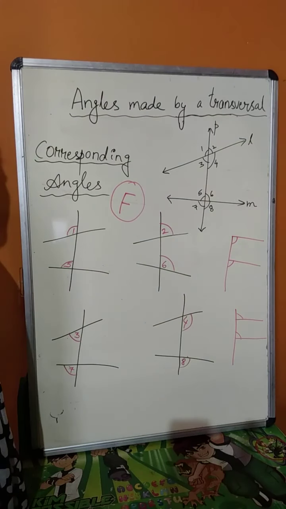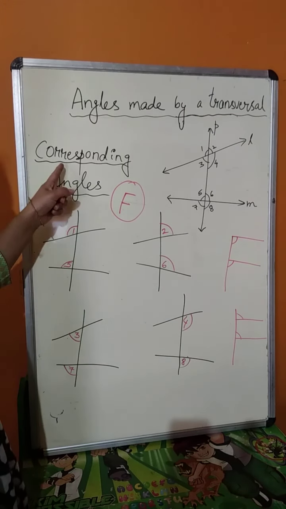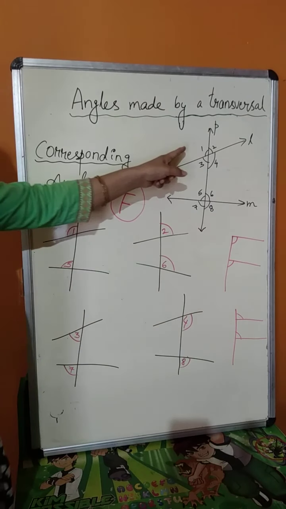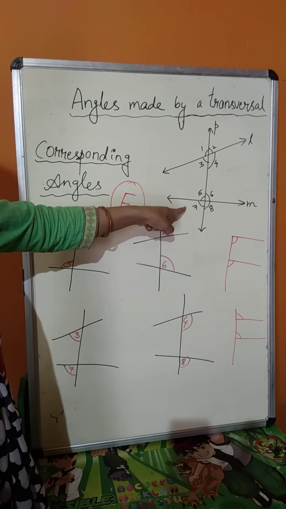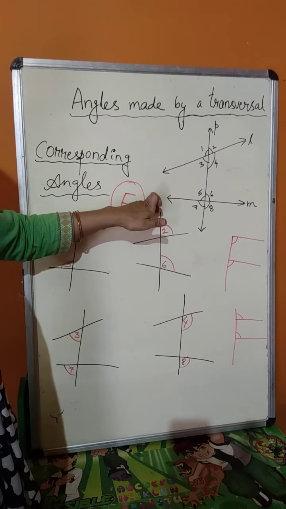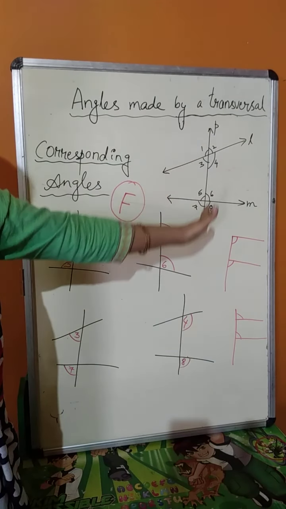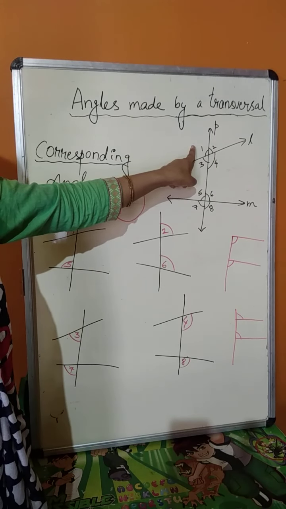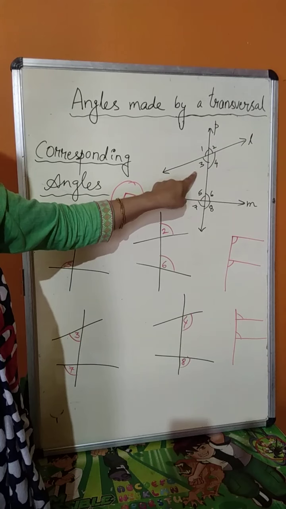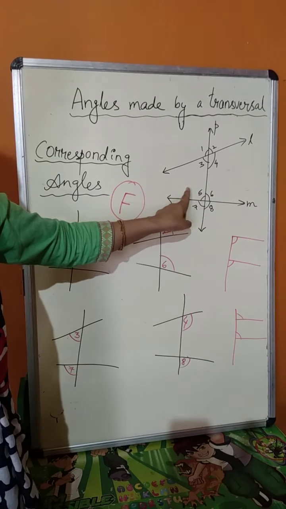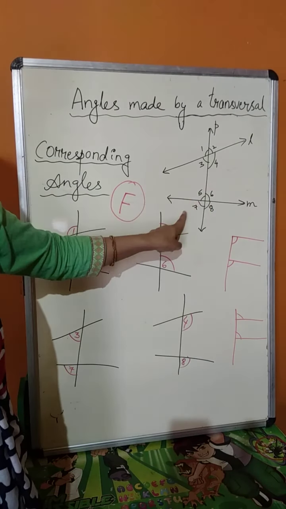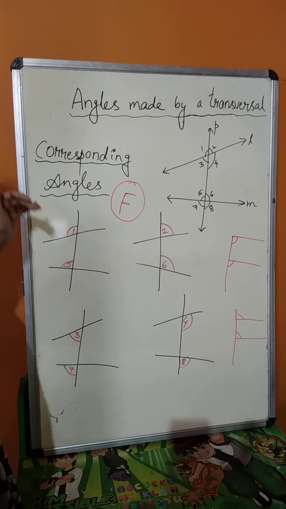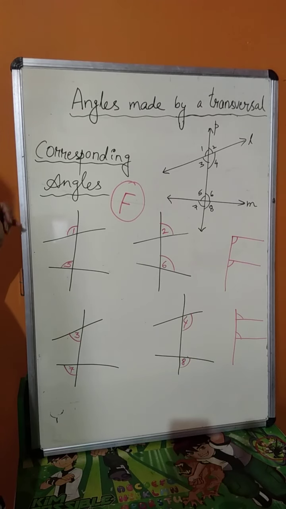So students, today we will discuss corresponding angles. As you can see in this figure, these are the two lines which are intersected by a transversal P, and the angles formed are angle 1, angle 2, angle 3, angle 4, angle 5, angle 6, angle 7 and angle 8. 8 angles are formed. Now, which are the corresponding angles?